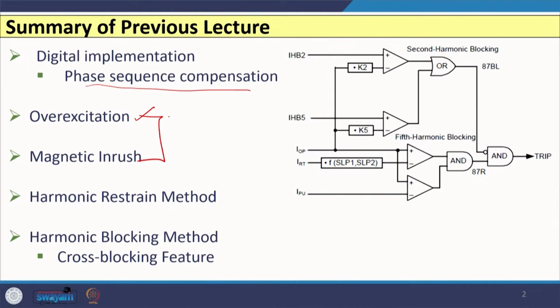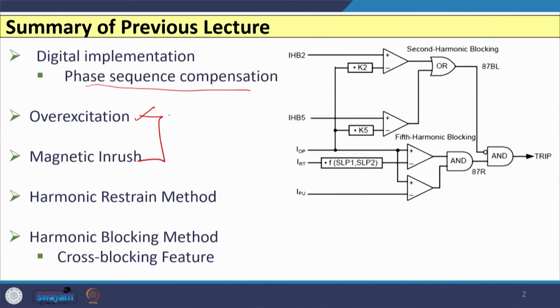In that case we have summarized that if we go for the harmonic analysis of the waveform of the overexcitation condition, then we found that we can go for the fifth harmonic current, and if the content of fifth harmonic exceeds a certain threshold value, then that condition can be detected, otherwise the overexcitation condition is not there.